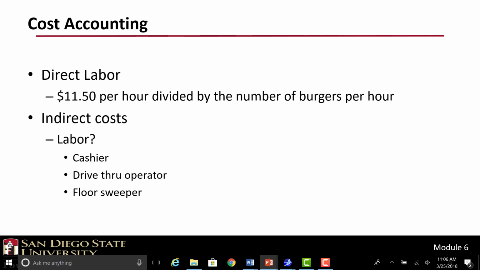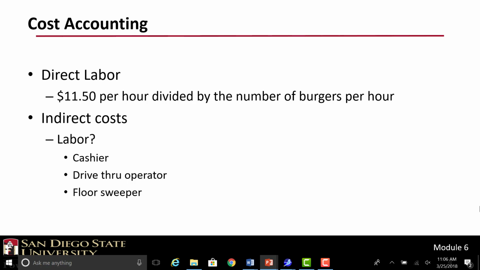Direct labor is a little bit more difficult because obviously we probably pay the folks at McDonald's $11.50, $12 an hour, something like that. And we would need to divide that by the number of burgers they could make per hour to tie each one to a specific product.